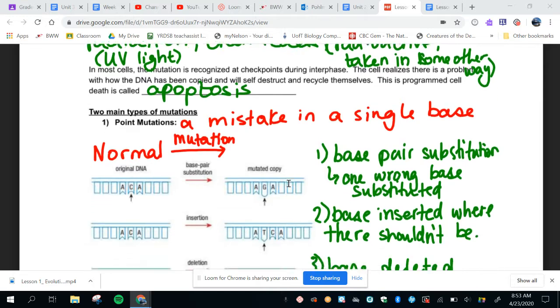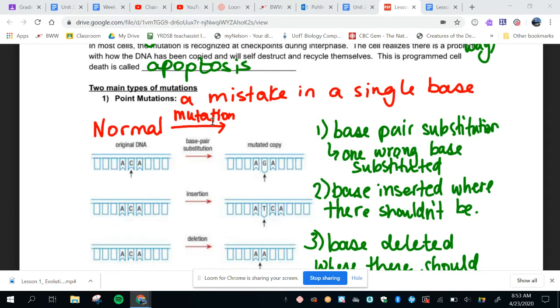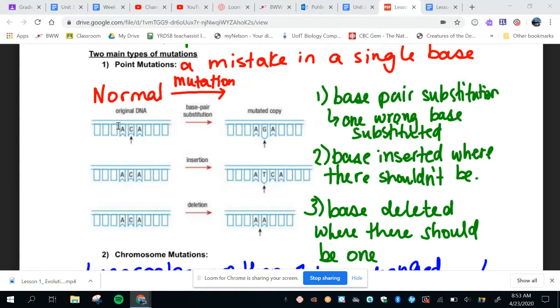So I want to go over really briefly the two types of mutations. We have a point mutation, a mistake in a single base. So I was talking before about the A, T, Cs, and Gs. So on this side, we have the normal sequence. It should be ACA. But there's a few different things that can go awry.